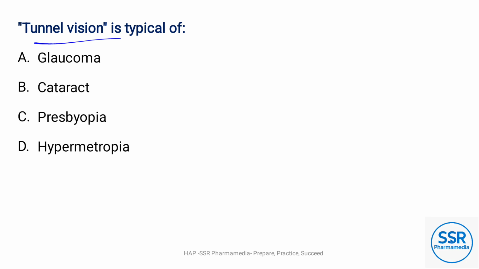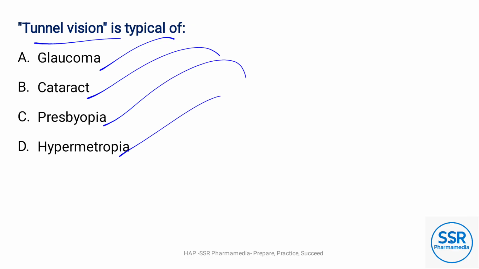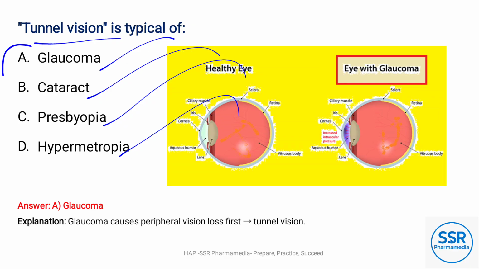Tunnel vision is typical of option A, glaucoma, option B, cataract, option C, presbyopia, option D, hypermetropia. So the answer is option A, glaucoma. So glaucoma causes peripheral vision loss first, then it leads to tunnel vision.